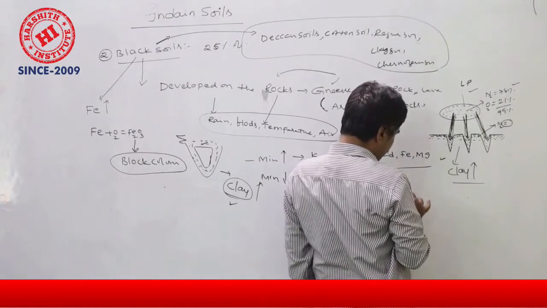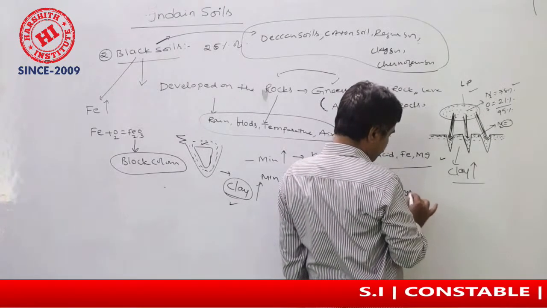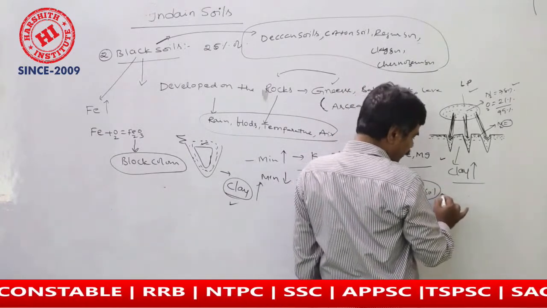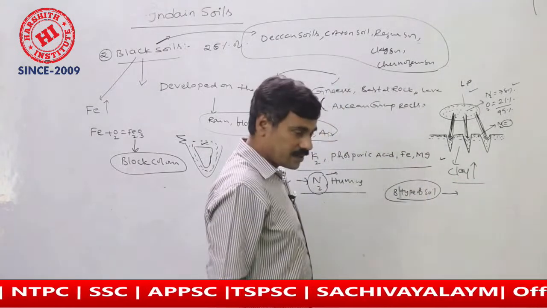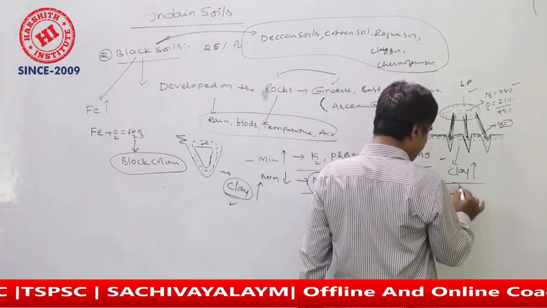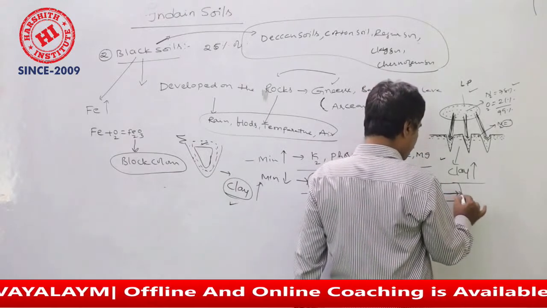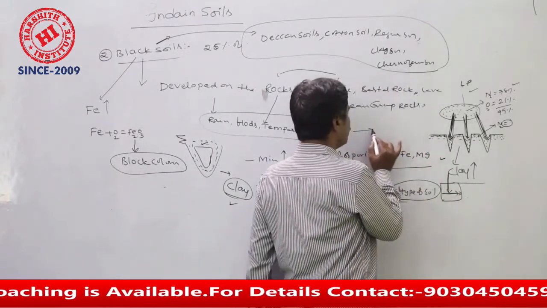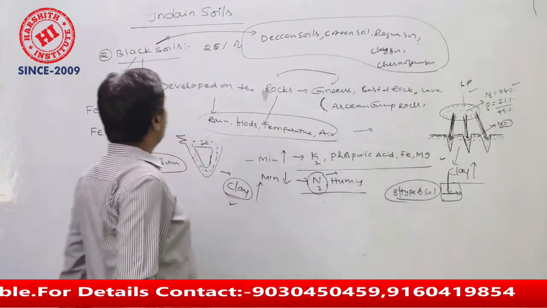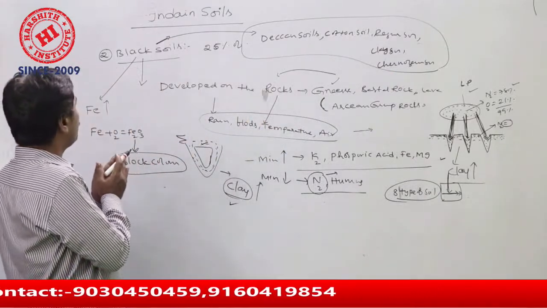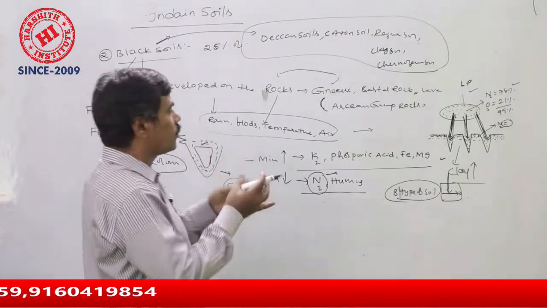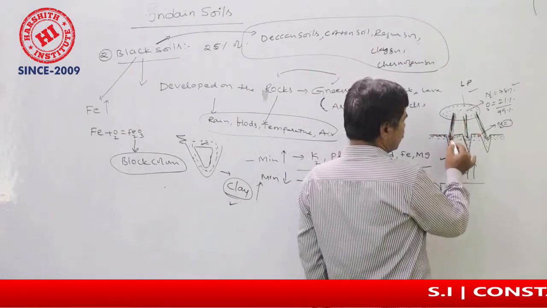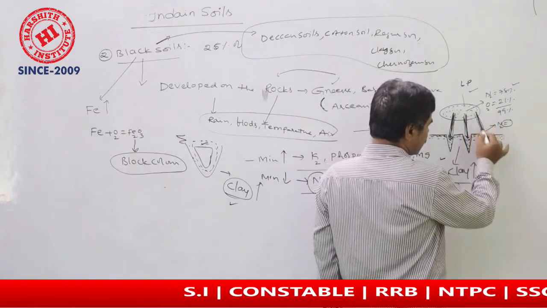From these 8 types of soils, which soil can absorb the highest amount of water, that is, has the maximum water absorbing capacity? It will be the black soil. Black soil has a water absorbing capacity that is higher compared to the other soils. So in the rainy season, this soil can absorb the maximum water.